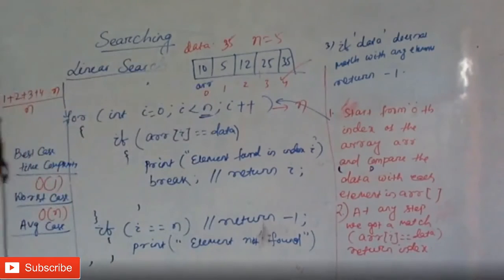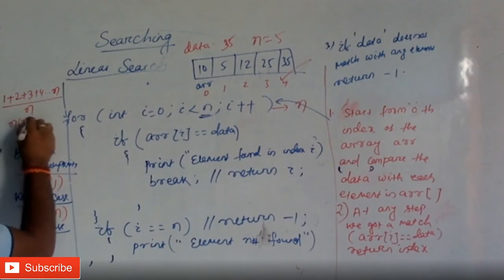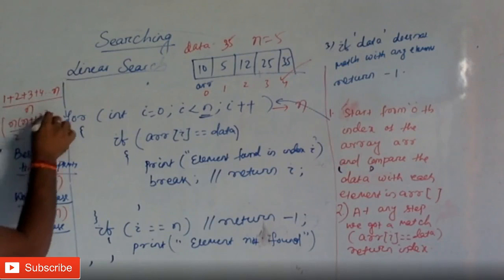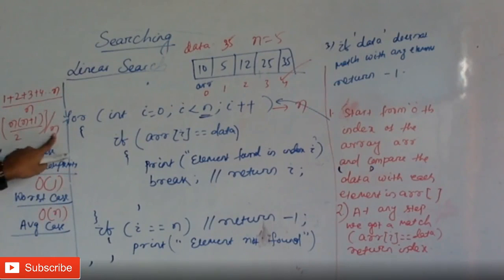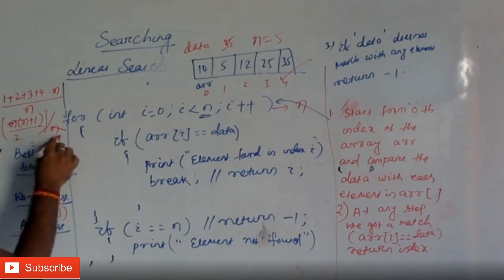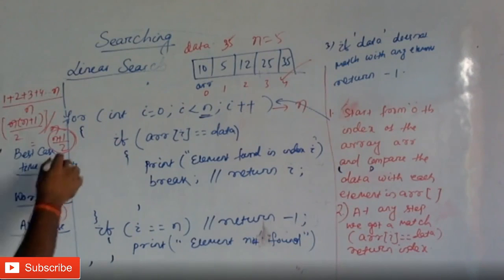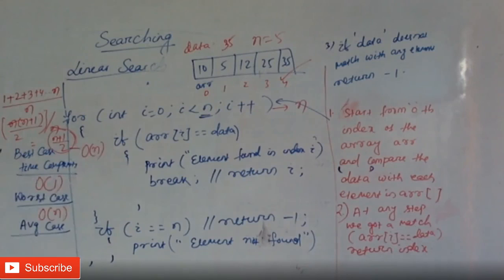So this is going to be n into n plus 1 by 2, the formula for 1 plus 2 up to n. Then this is divided by n, so this n will be cancelled. So this is going to be n plus 1 by 2. This is the answer. And n plus 1 by 2 is order of n, because this is n by 2 plus 1 by 2. You can discard 1 by 2, and n by 2 is nothing but order of n.